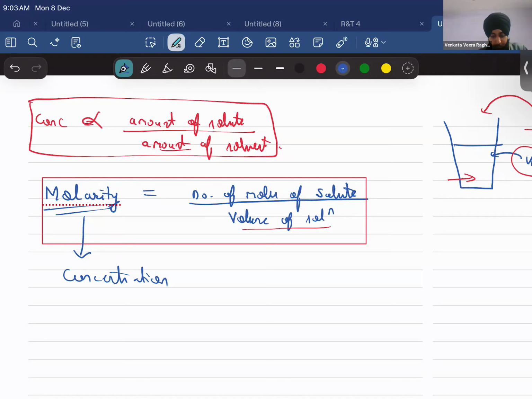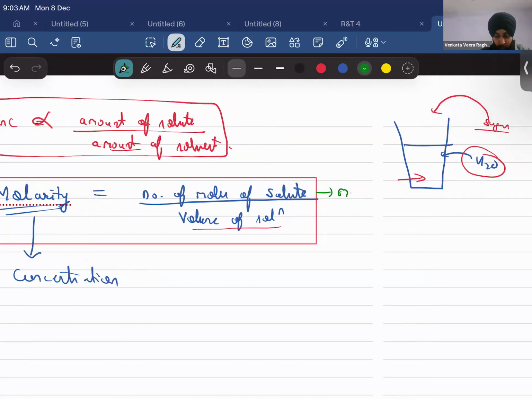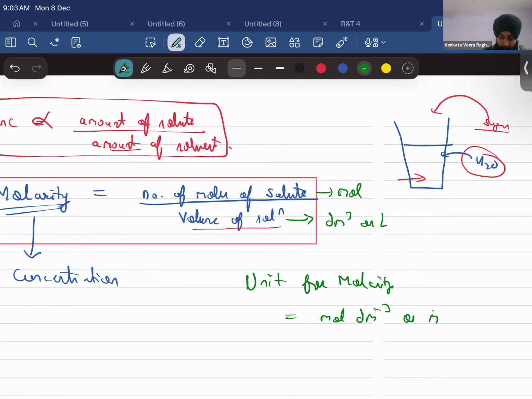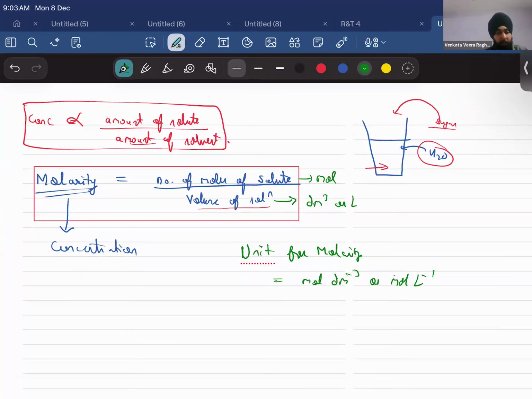And what is the unit for molarity now? Number of moles is always in mole, and volume is present either in decimeter cube or in liters. So the unit for molarity is mole decimeter minus 3, or you can say mole liter inverse. Is it fine for you guys? This much is clear. I know you know this part a little bit.